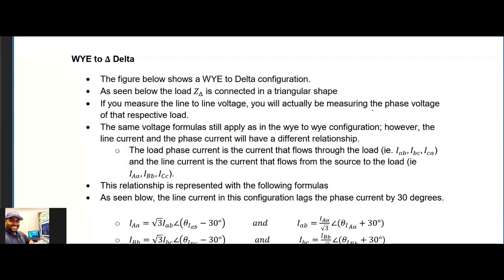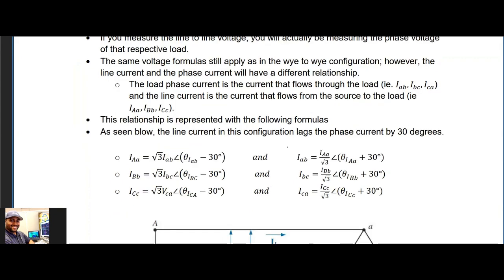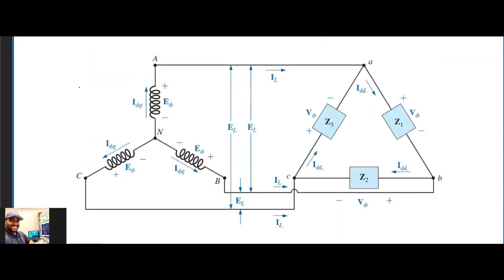All right, so the next configuration that we're going to talk about is a Y to delta. The figure below shows a Y to delta configuration. As seen below, the load Z delta is connected in a triangle shape. So we jump down to here. Here we have our Y source, and then we have our delta load right here.